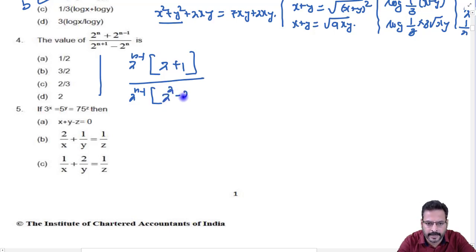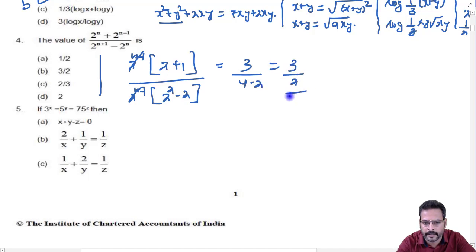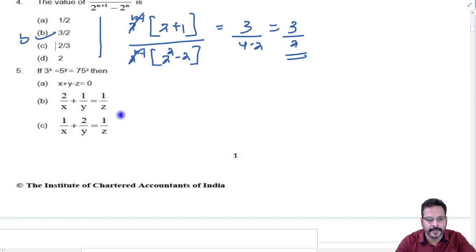2 square minus 2. Okay. The 2 raised to n minus 1 get cancelled, so it is equal to 3 divided by 4 minus 2, equal to 3 divided by 2. Answer will be B. Then fifth question: 3 raised to x is equal to 5 raised to y is equal to 75 raised to z.